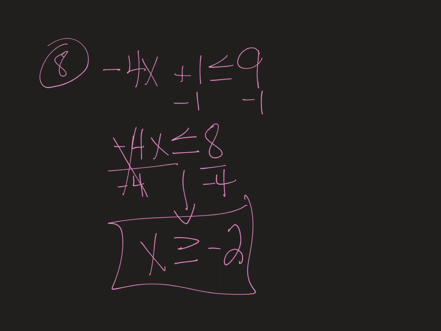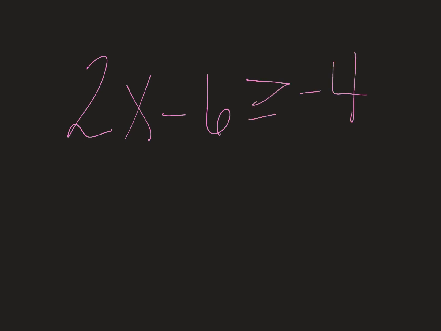I'm going to write another problem up here, and this time I want you to work it along with me. So we're going to have 2x minus 6 greater than or equal to negative 4. Okay, so I want you to work this out on your own, and then let's see how well we do. All right, over here, Noah, what did you get for the answer here? x greater than or equal to 1, okay.